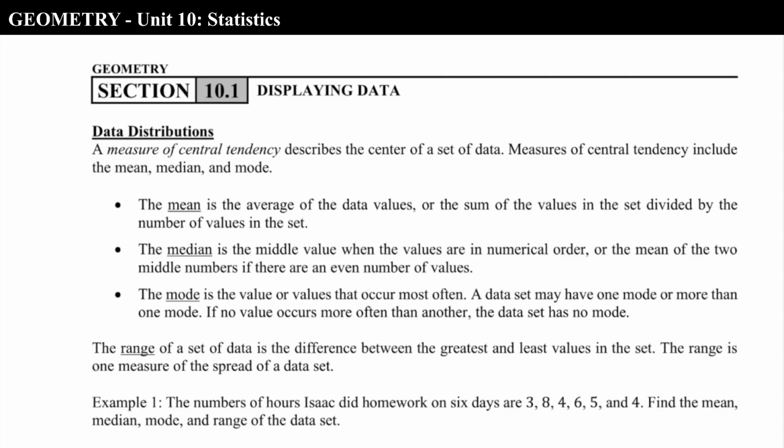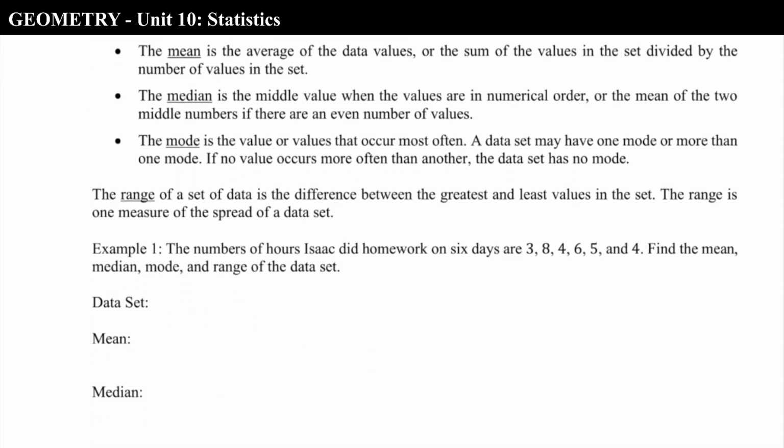Now, another term to keep in mind is the range. The range of a set of data is the difference between the greatest and the least values of the set. The range is one measure of the spread of a data set. So to find the range, you take the biggest number, subtract the smallest number, and that is your range.